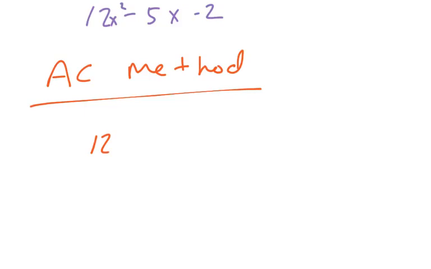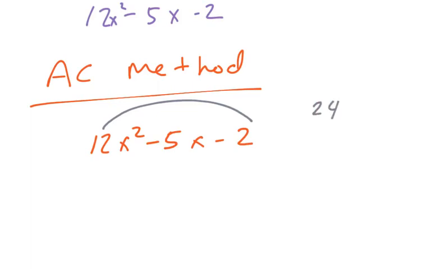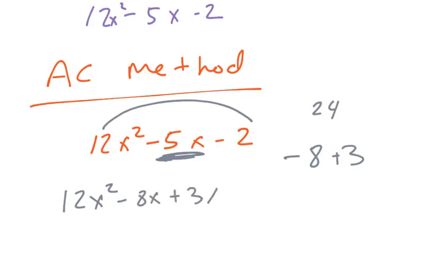So we're given 12x squared minus 5x minus 2. And what the AC method says is that you multiply these two together, and this gives you 24. Now, what you want is to find the factors of 24 that add or subtract to 5. This would be 8 and 3, right? 8 times 3 is 24, and negative 8 plus 3 is negative 5. So then I go back here, and I rewrite negative 5x as negative 8x plus 3x minus 2.